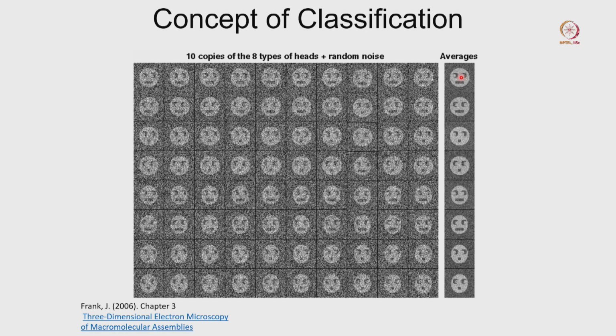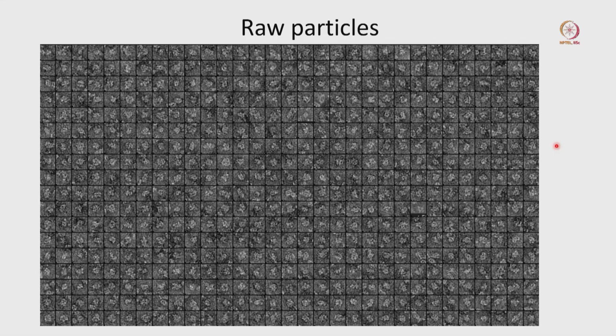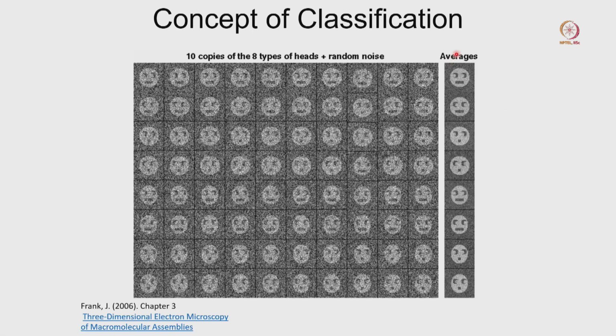When we did it, we can see this is our 2D averages, where the signal is much better, the heads are very prominent, and the mouth and eye positions, everything is separated. This is basically the concept of 2D classification. This is called 2D classification and these are called the 2D averages. This is the first step of our data processing. We first get our 2D averages and from there we can select only our good averages and remove the bad averages.